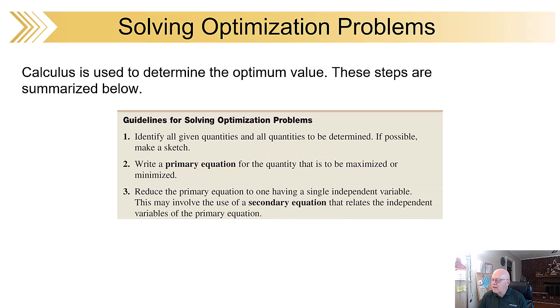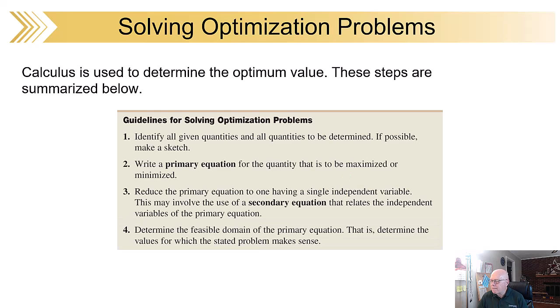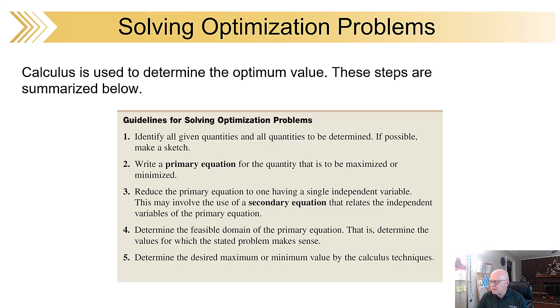Next, if there's a secondary equation that's possible, write that out and solve it for one of the variables in the other equation. What is the reasonable domain of the primary equation? What values actually make sense? And then find out the maximum or minimum value using the calculus methods you've already got.